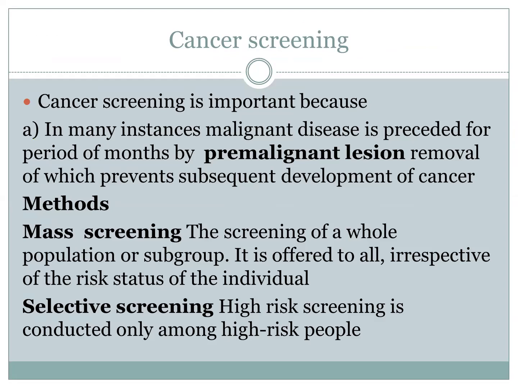The mass screening is for diseases in which the overall population is at increased risk for development of diseases like prostatic cancer and cervical cancer. And selective screening is for people who are at increased risk for development of cancers which run in families, like colorectal cancer.